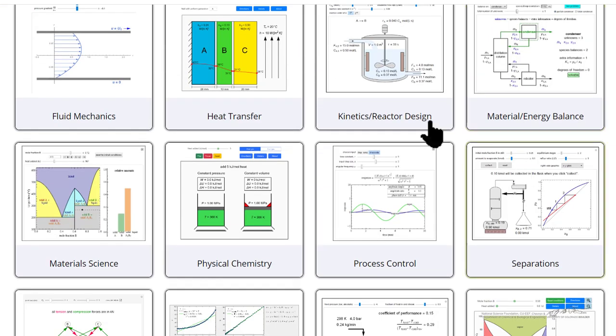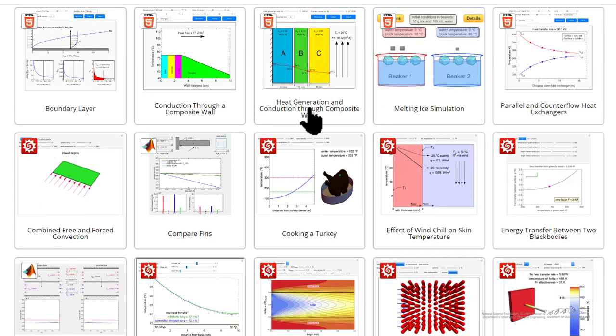And so let's just look at one of these. Let's say heat transfer. The first ones are ones that play directly in browsers. And for heat transfer, that's a small number. Most are the CDF files that use the free player.